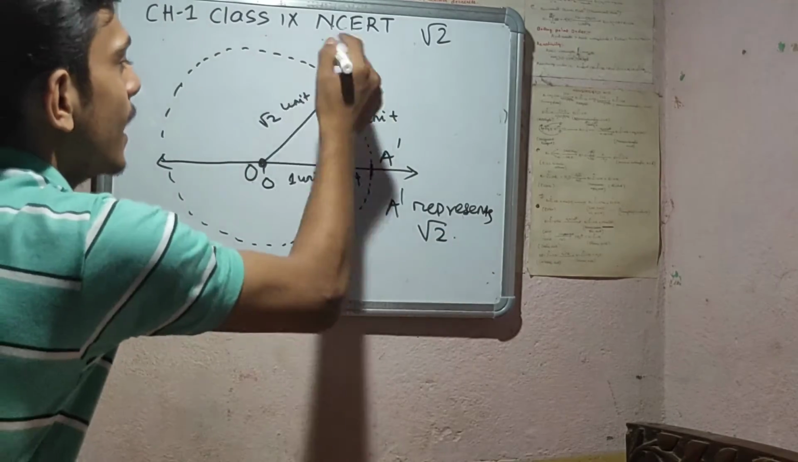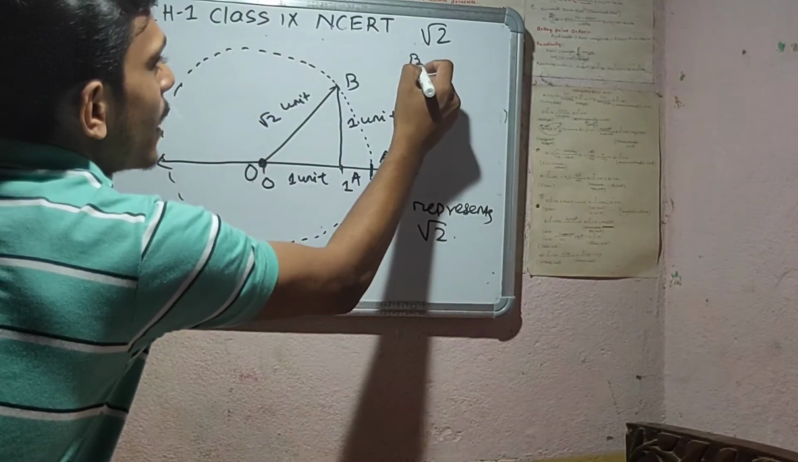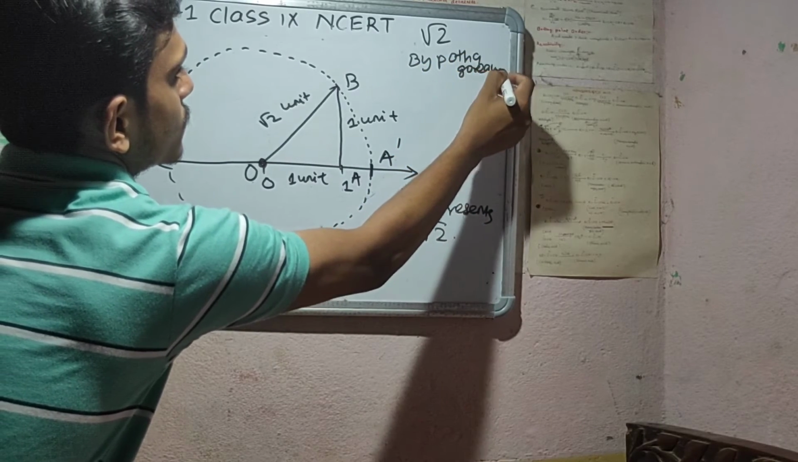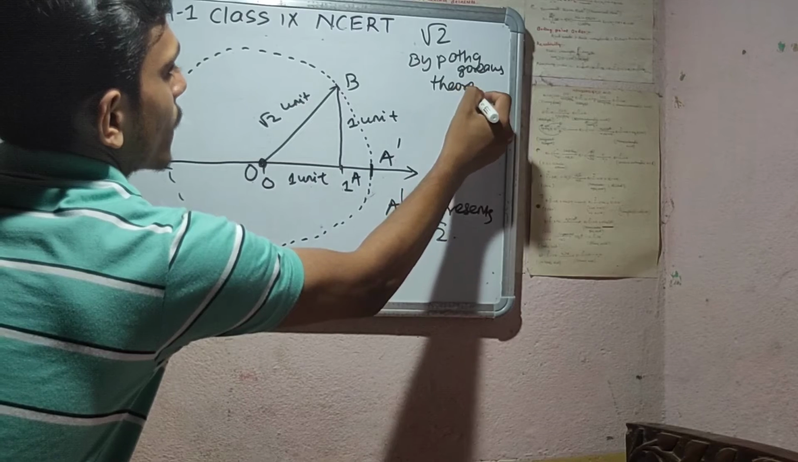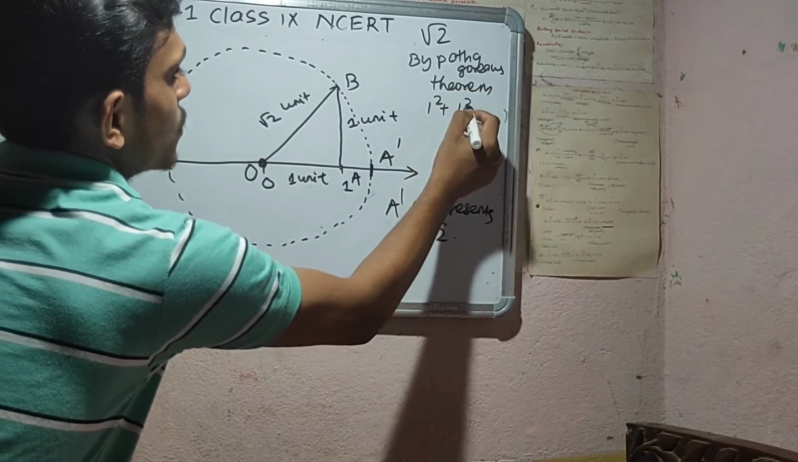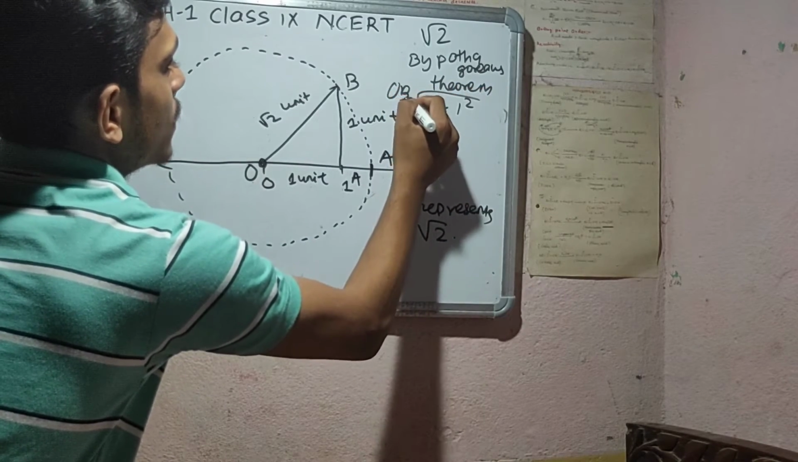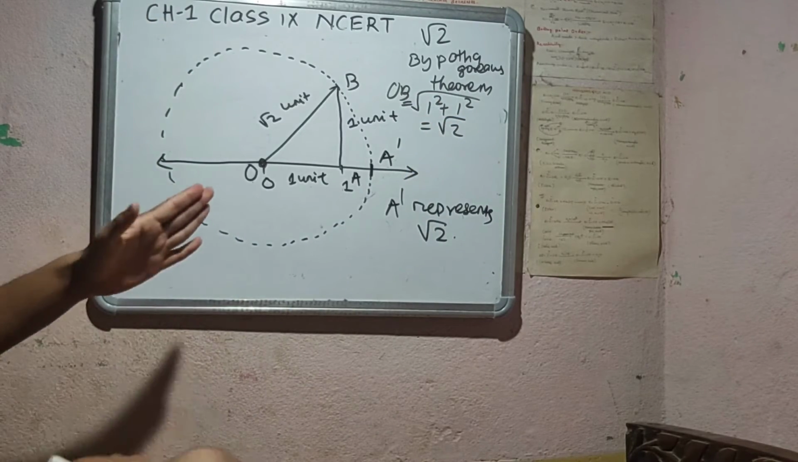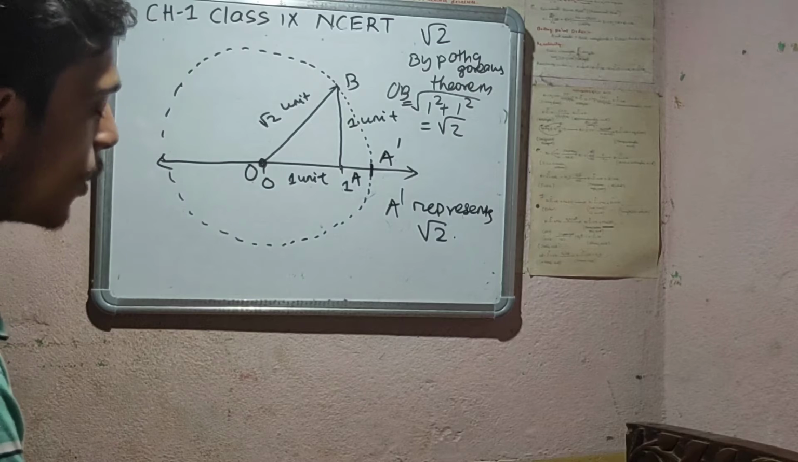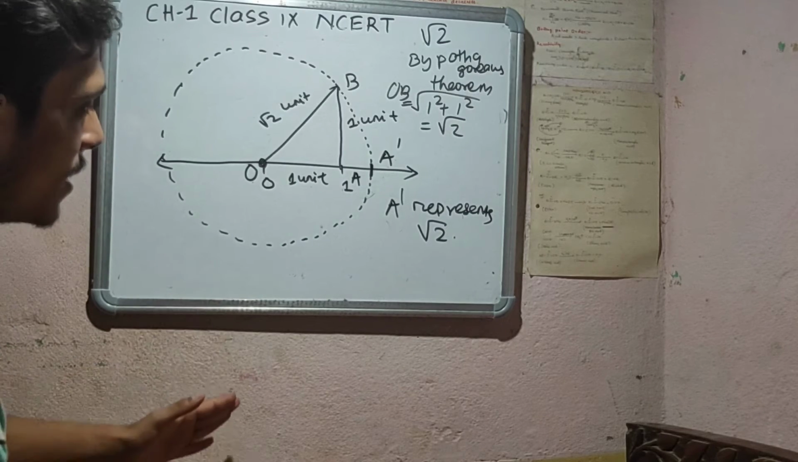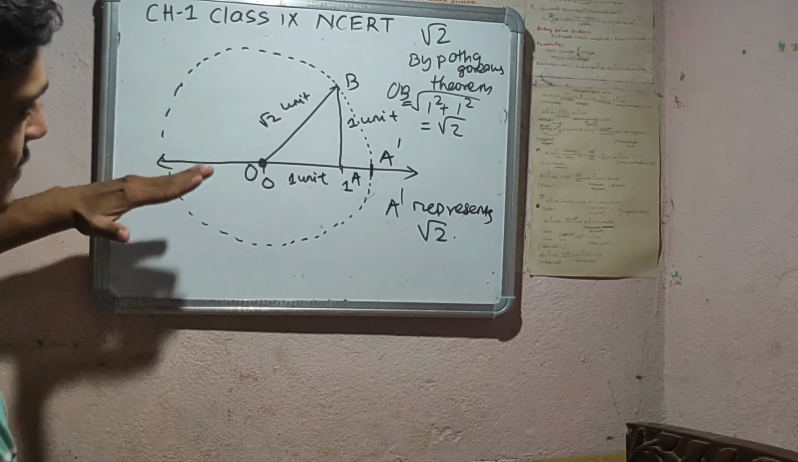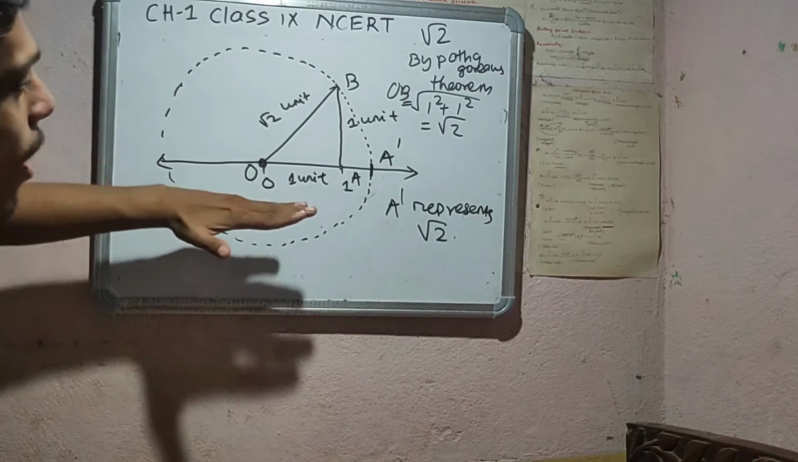Okay, and how can you find that this is root 2? That is by Pythagoras theorem. One square plus 1 square, square root, that is OB. Clear? So that is square root of 2. Similarly, we can find root 3, root 5, root 7. So this is the representation of irrational numbers on the real number line.